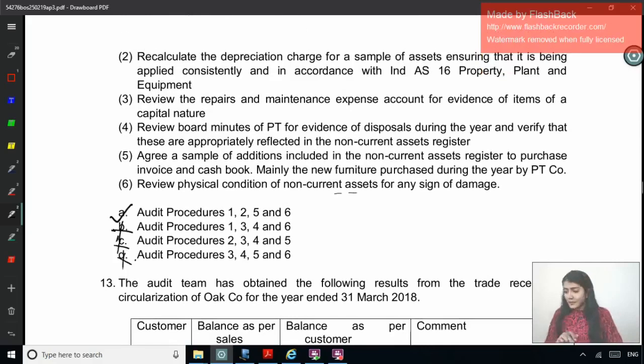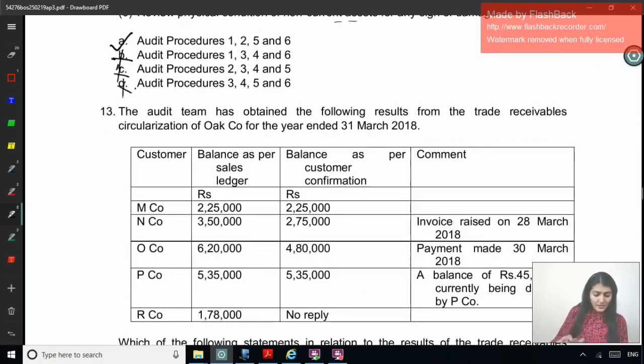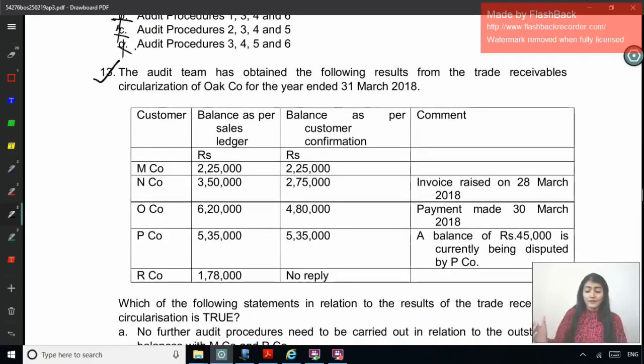Right, is it clear to everyone? So that is question number 12. Now coming to question number 13. The audit team has obtained the following results from the trade receivable circularization of Oak Company for 2018.